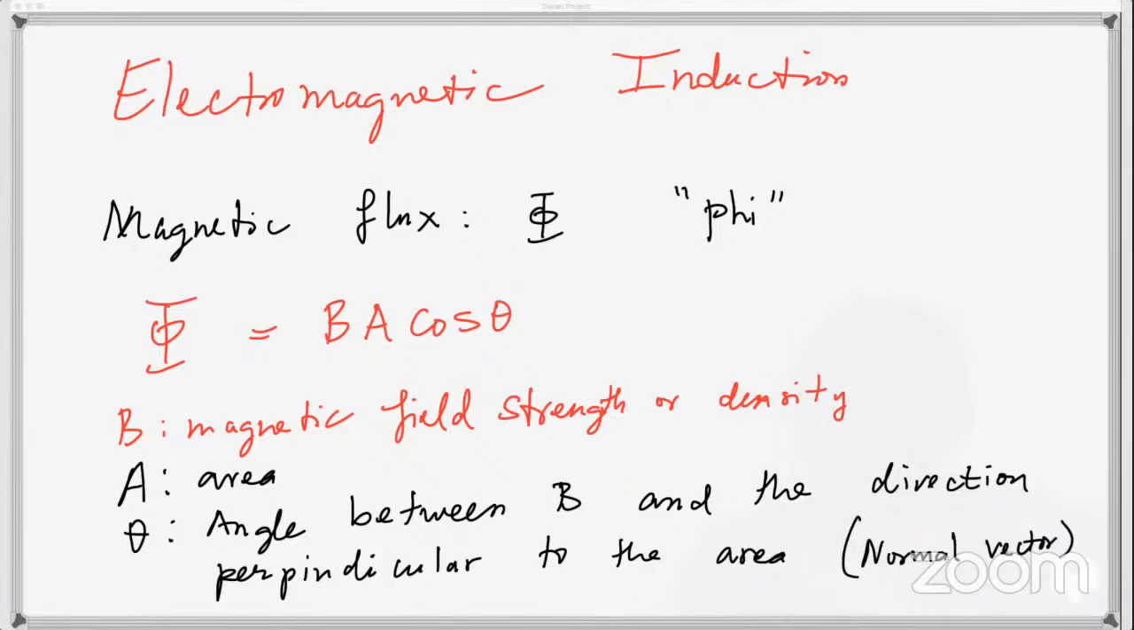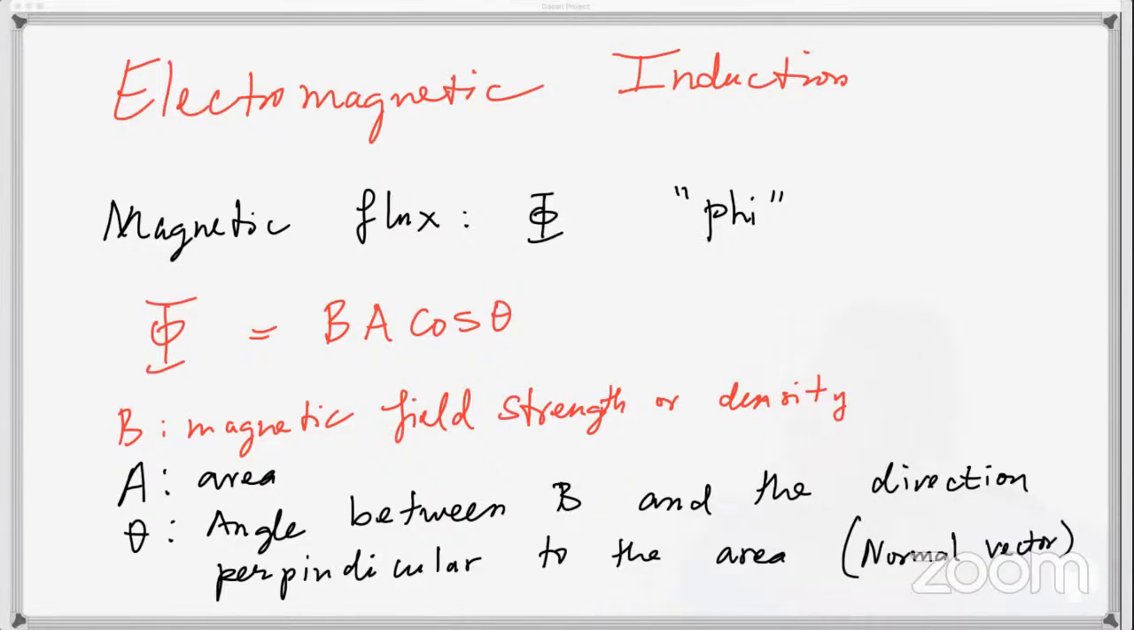And this is where many students often get confused, because since this equation is B times A times cosine of theta, it's tempting to just assume that theta is the angle between B and A. That is not true. It is the angle between B and the direction perpendicular to A. And that's entirely different, because if you're given a diagram and you use the angle between B and A, you arrive at the wrong answer.